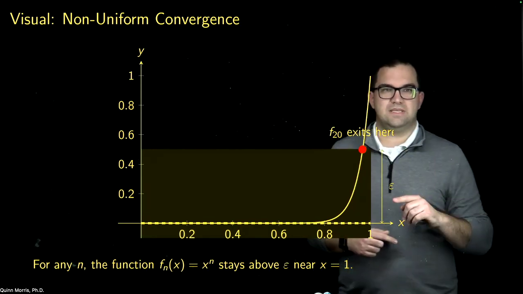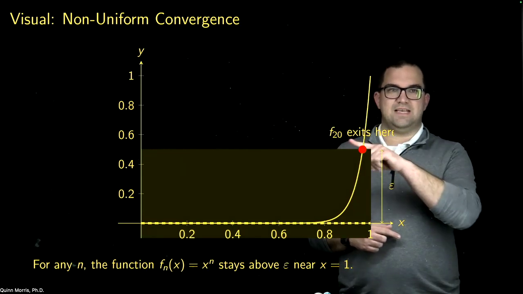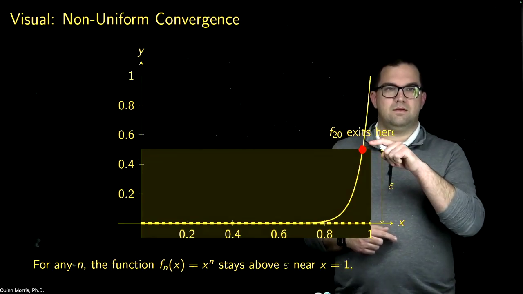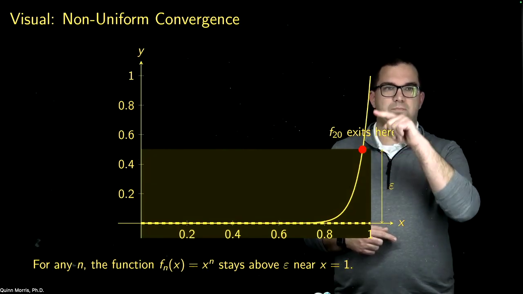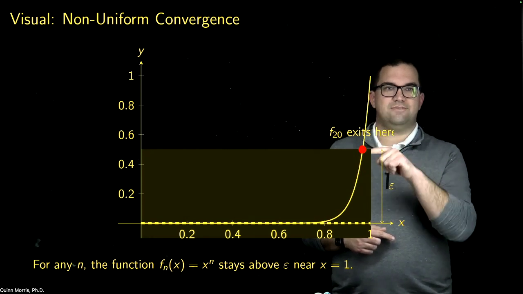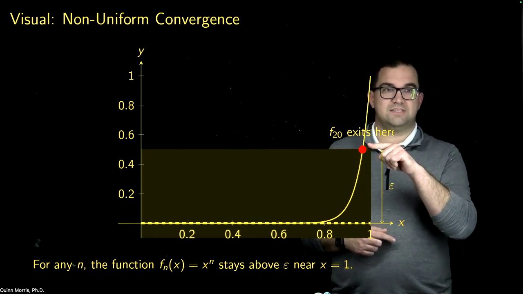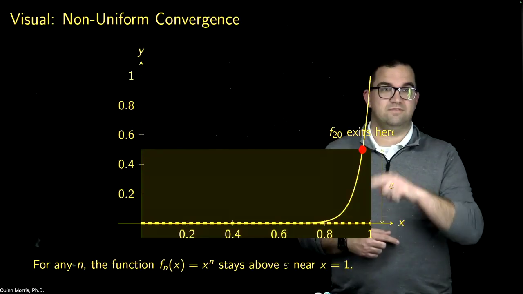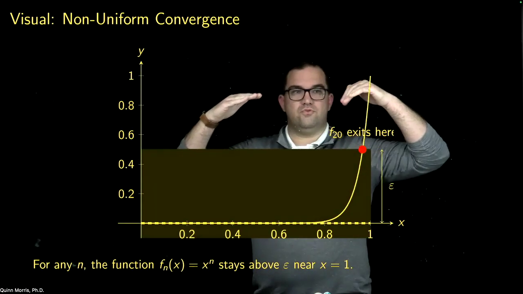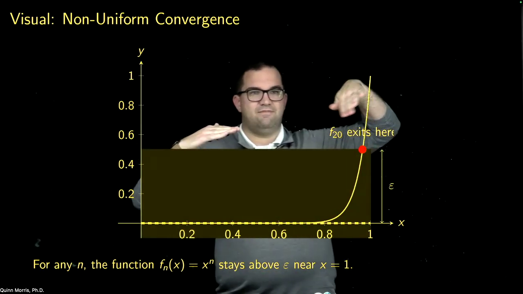So like here, you'll see that no matter what N you take, in this case, if you take n is equal to 20, when n is equal to 20, f sub n of these points, for these x values, f sub 20 of those x values is not within epsilon of 0 yet, right? So non-uniform convergence is happening at vastly different rates.